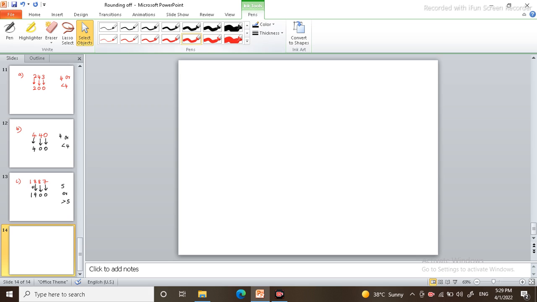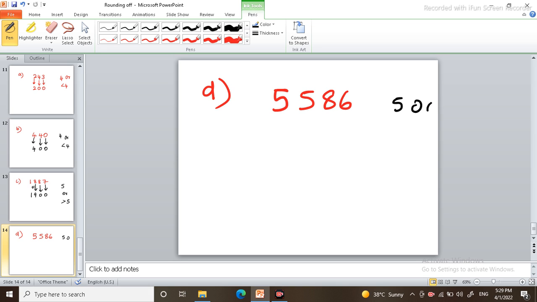So we can consider here 5586. See, you should observe whether it is 5 or more than 5, right? In the tens place it is more than 5, so put 0. In the ones place also put 0. Since it is more than 5, now plus 1. So this will become 6, and 5600 is the answer. Hope this is clear.